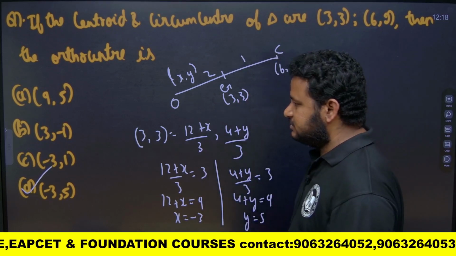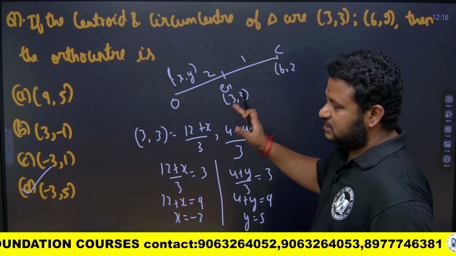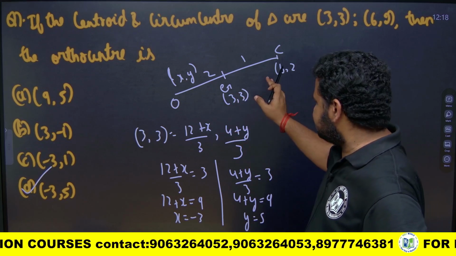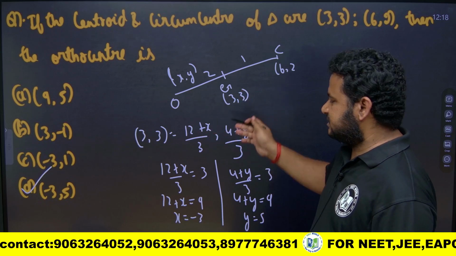Very simple, by using the concept of centroid: the orthocenter, the centroid and the circumcenter lie on the same line, and the centroid divides them in the ratio 2:1. Then use the section formula and find it.